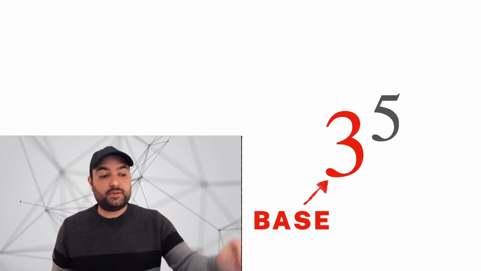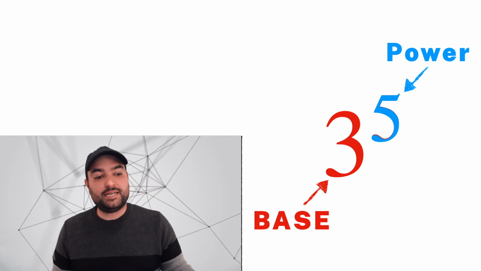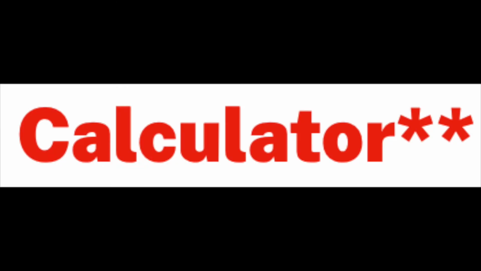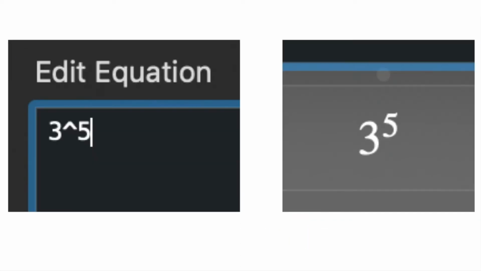At this point, it's probably helpful to visualize it. Here at the bottom we have the base, and up at the top we have the power, or exponent or index, and it represents repeated multiplications. Now if you put a power into a calculation, or into the computer, we write it like this, with a caret.